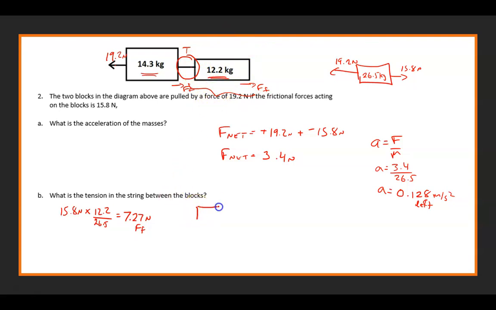So if we were to draw a diagram of this block, we know it's 12.2 kilograms, and it's got a force of friction acting at 7.27 newtons, and what we've got here is the tension in the rope. We also know from part A here that it is accelerating at 0.128 meters per second squared to the left. So it's got an acceleration of 0.128 meters per second squared that way.